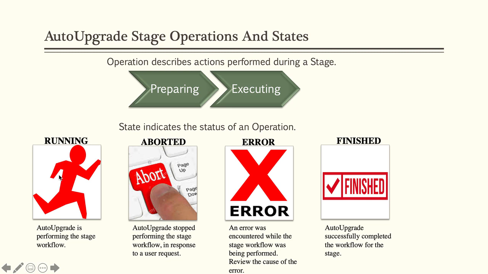Mostly, I am assuming you are not generally going to abort it, and I do not expect errors. In the many auto upgrades that I ran, I never ran into any errors. So most likely you are going to see the operation either in a running state or in a finished state. So these are the operations: preparing or executing a particular stage action, and then for each of these executing states it could be running, aborted, errored, or finished.